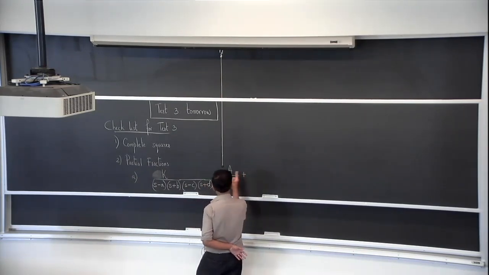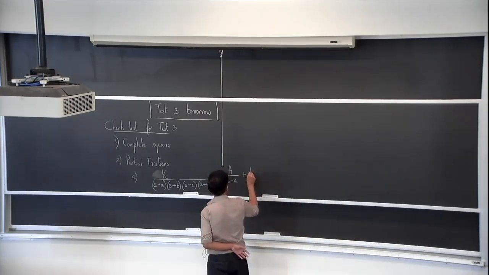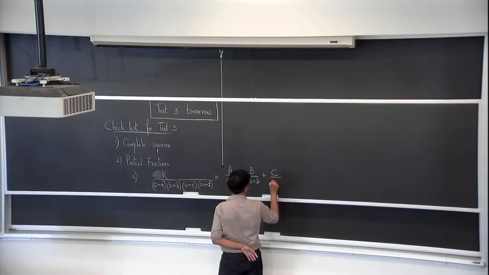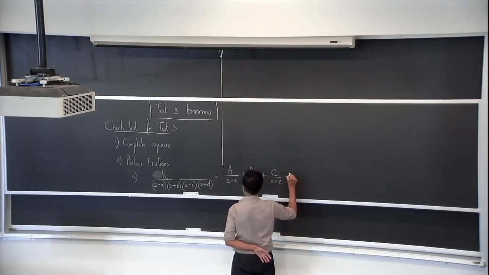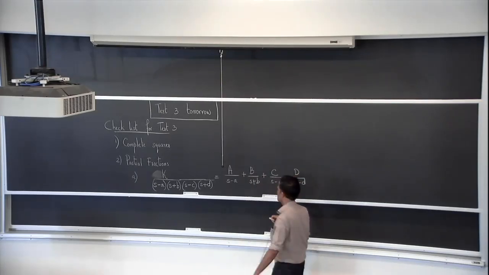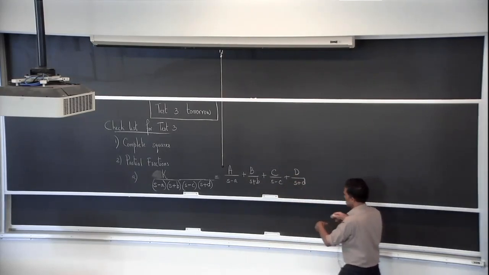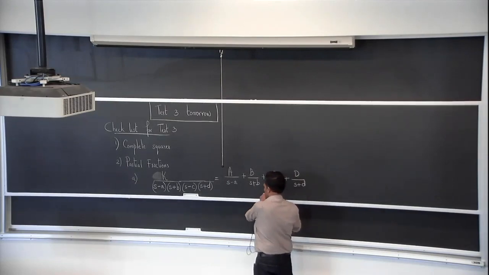Sorry for picking the same letters, but this is uppercase as lowercase. So it's B over s minus b, plus C over s minus c, and plus D over s plus d. Okay. All of you know how to do it. These are the cases that we have seen in most of the examples.